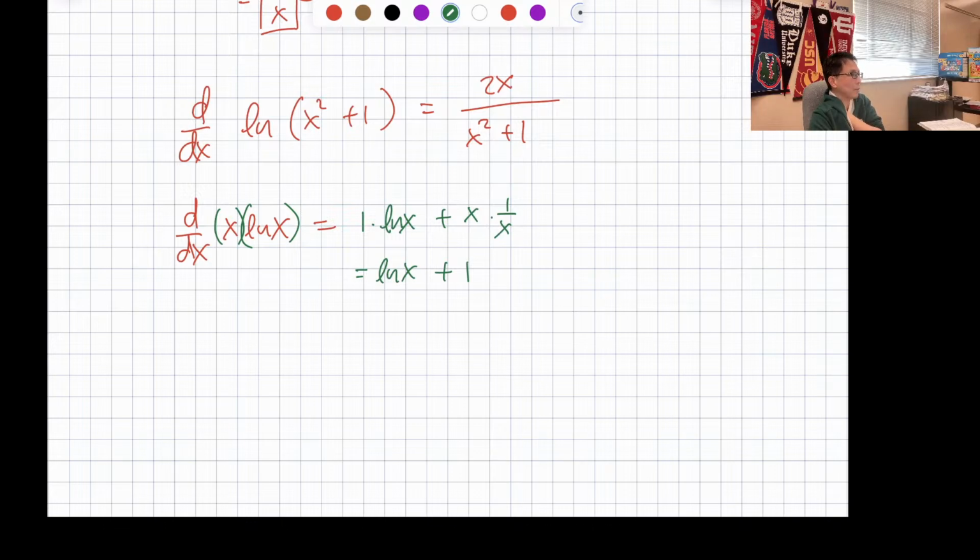Now, why can the x not move up? Because that's not a constant. You have to be a constant to do that.